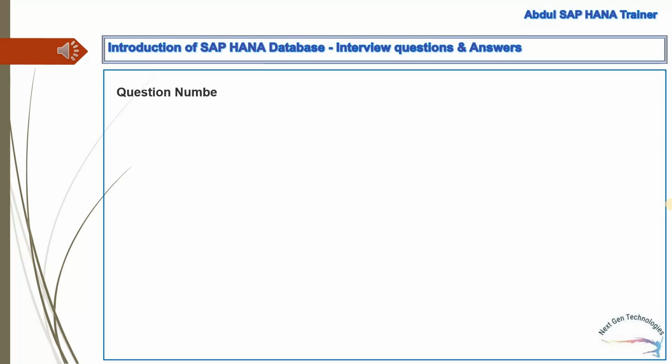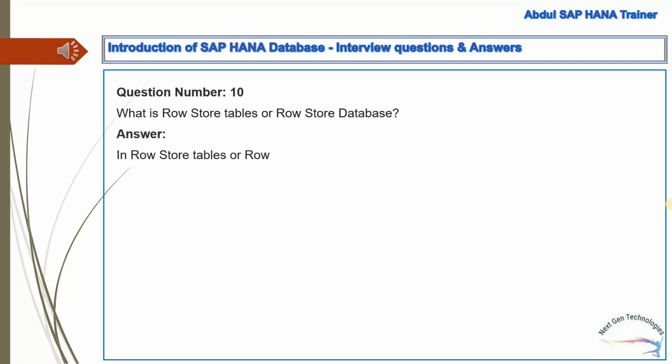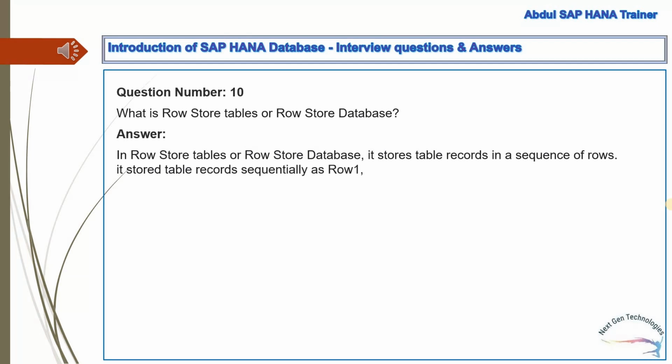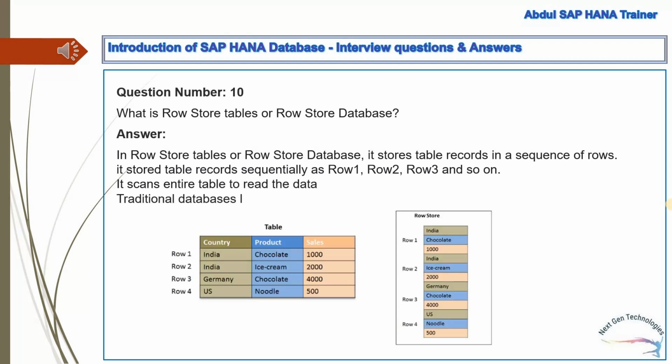Question number 10. What are row store tables or row store database? Answer. In row store tables or row store database, table records are stored in a sequence of rows. It stores table records sequentially as row 1, row 2, row 3 and so on. It scans the entire table to read the data. Traditional databases like Oracle, IBM DB2, MS SQL are row store databases.